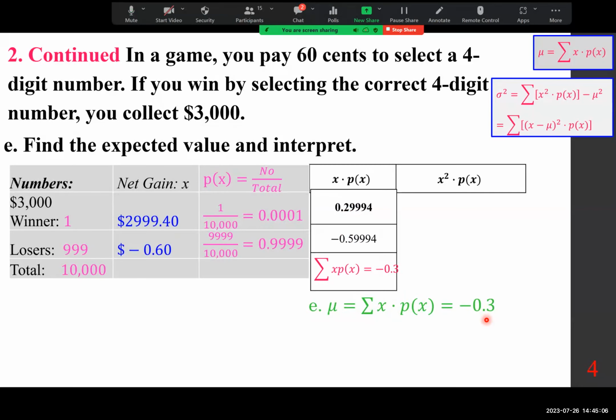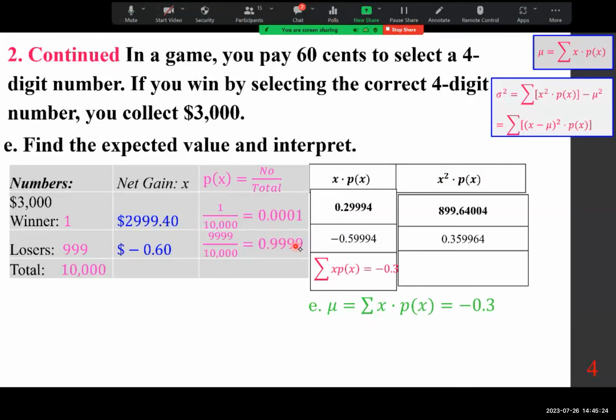Now we're going to discuss the meaning in a moment. But let's also calculate this: x squared times p of x. You're going to raise this to the second power and then multiply it by this number. You're going to raise this to the second power and then multiply it almost by 1. Notice if you raise this to the second power, it is almost 0.36, times 1 is almost 0.36. I hope you see that. Needless to say, you need a calculator for this.